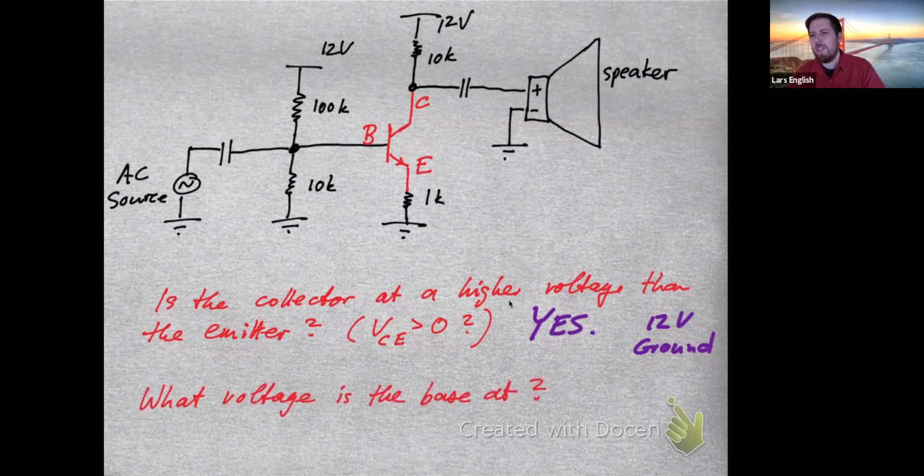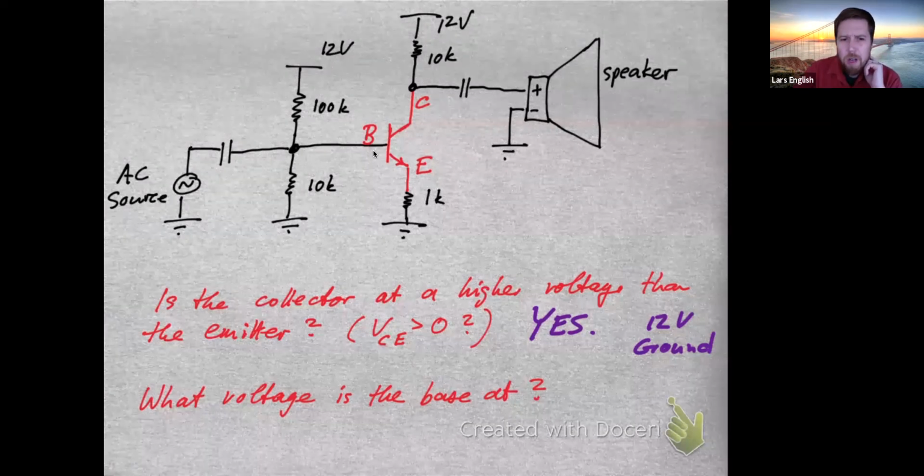And then the other question I have for you is to think about what voltage the base is kept at. In order to answer that, you might want to first ignore this piece of the circuit here and just look at this voltage divider. Assume that maybe we have a switch here and that switch in this line is open right now. At what voltage would you find B?